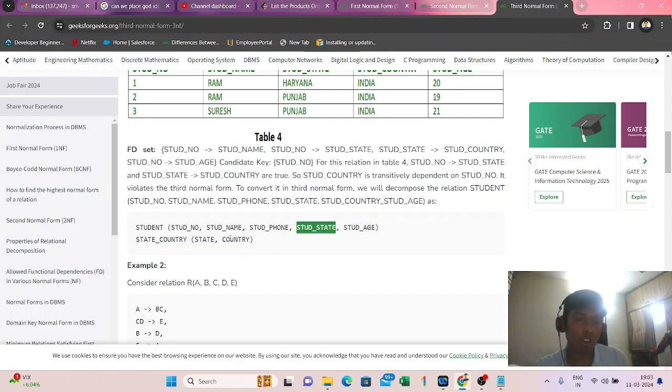Now, country which was causing transitive dependency is removed, and it is connected with state where there is a direct connection, because every state would be a primary key or would be a main reference to define the country. So likewise, we have divided this table into two parts to remove the transitive dependency. By transitive dependency, you can just understand that if A is equal to B is equal to C, then A is equal to C. So we have to remove this scenario and form A is equal to B and B is equal to C.